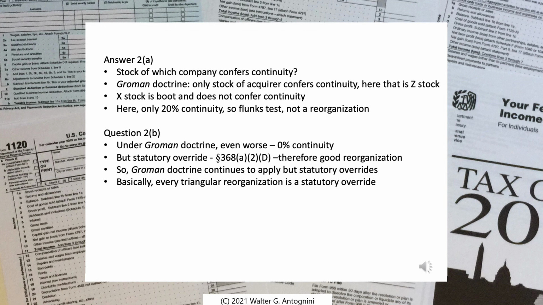So what do we learn here about the Groman Doctrine? Well, the doctrine continues to exist and continues to stand for the general proposition that only stock of the acquirer, not stock of, for example, the acquirer's parent, will confer continuity. But there are specific statutory overrides where stock of the parent is acceptable and indeed necessary. Basically, every triangular reorganization represents such an override. And we will consider a number of triangular reorganizations in this course. And again, the point then is that the statute allows stock of the parent in order to have a triangular reorg, and that stock overrides the Groman Doctrine.